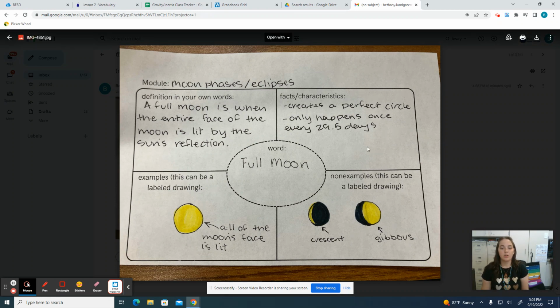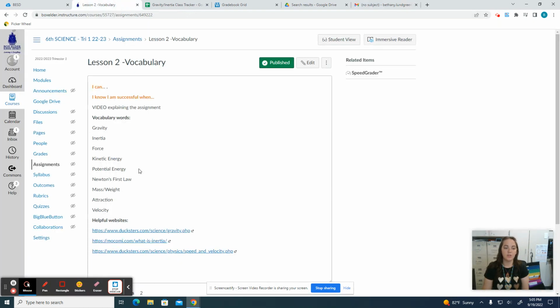So this is what your paper should look like for both of your words. Make sure that you choose words from that list in Canvas. These words, choose 2 of these words and then fill them out on your vocab sheet.